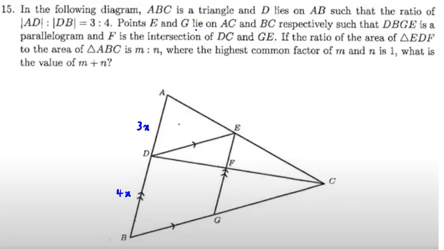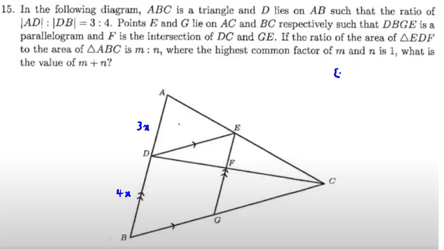Points E and G lie on AC and BC respectively, such that DBGE is a parallelogram, and F is the intersection of DC and GE. If the ratio of the area of triangle EDF to the area of ABC is M over N, where the highest common factor of M and N is 1, what's the value of M over N?